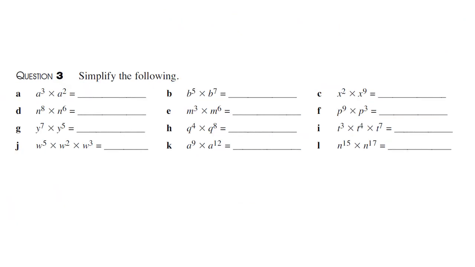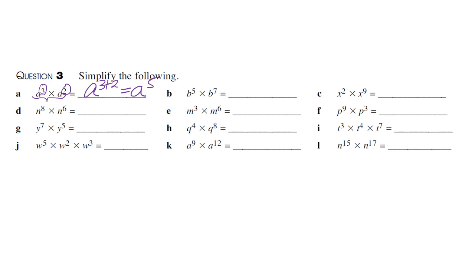Let's look at question 3. This time we're using variables, we're using letters. But the math is not any more complicated. Let's look at 3a. I've got these two things multiplied with each other. Do I have the same base? Yes, I do. So that will make the math much easier. I know my answer is going to be a to the power of something. So I just need to add the powers together. 3 plus 2 equals a to the power of 5.